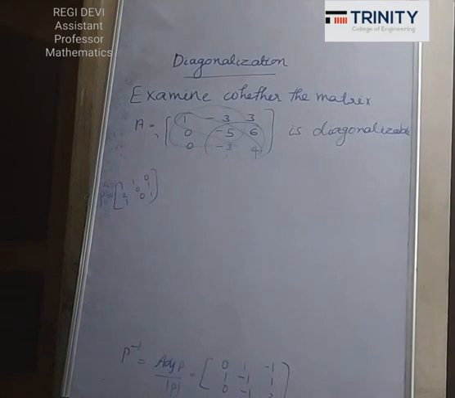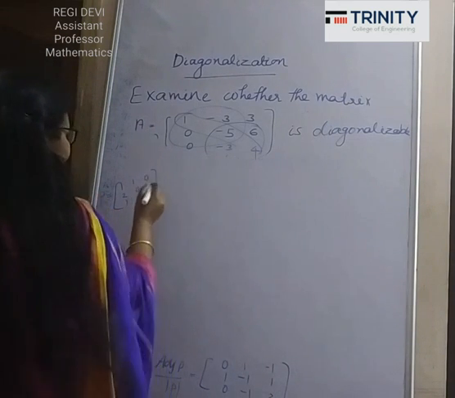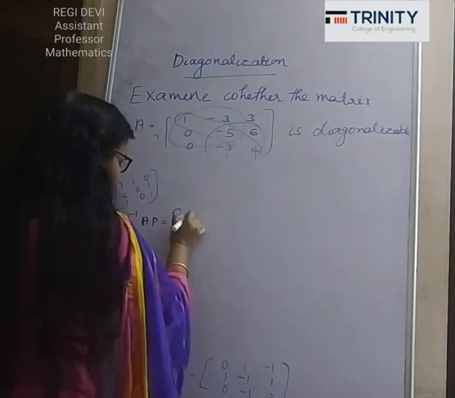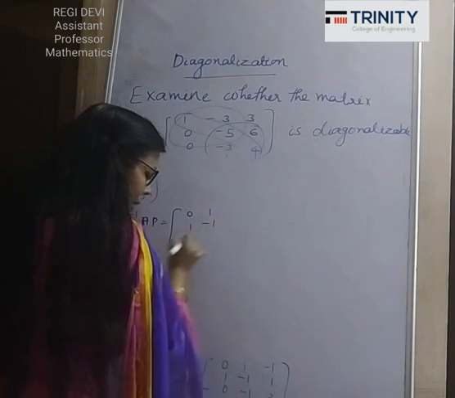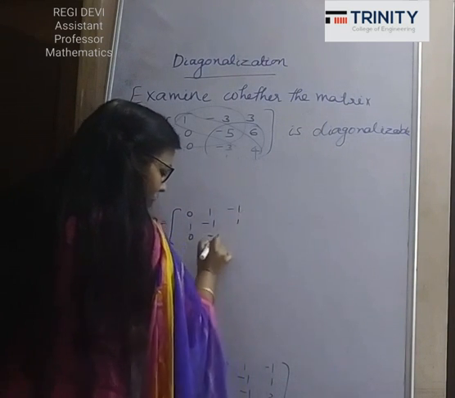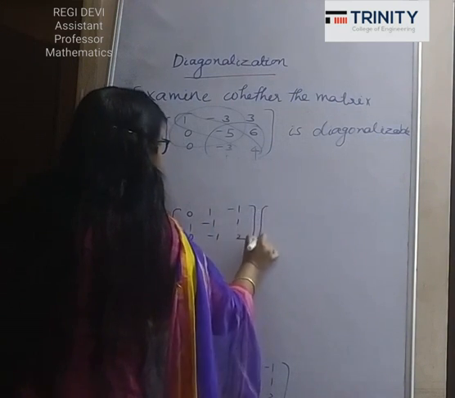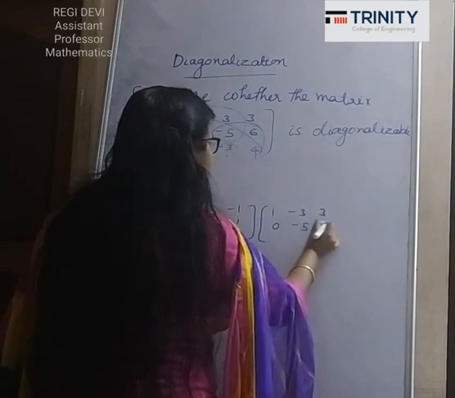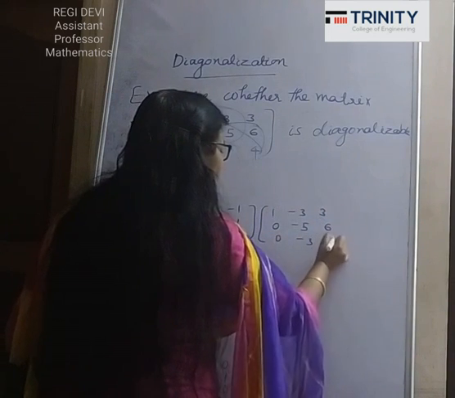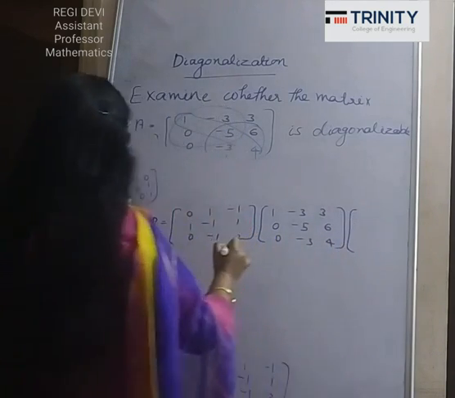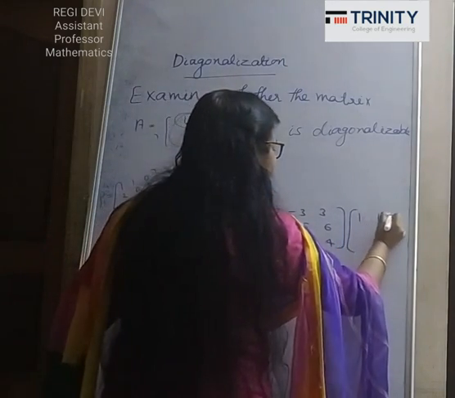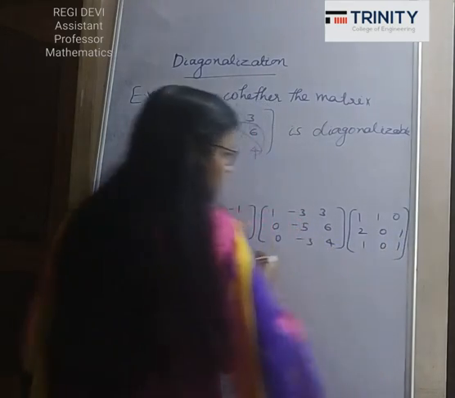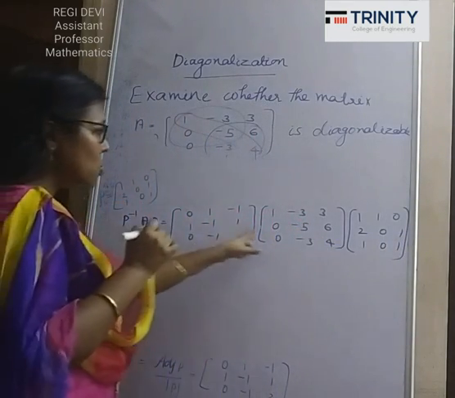Now we have to find P inverse AP. P inverse is 0, 1, 0, 1, minus 1, minus 1, minus 1, 1, 2 into A, which is our given matrix, 1, minus 3, 3, 0, minus 5, 6, 0, minus 3, 4, into P, which is our model matrix, 1, 1, 0, 2, 0, 1, 1, 0, 1. First we have to multiply the first two matrices.